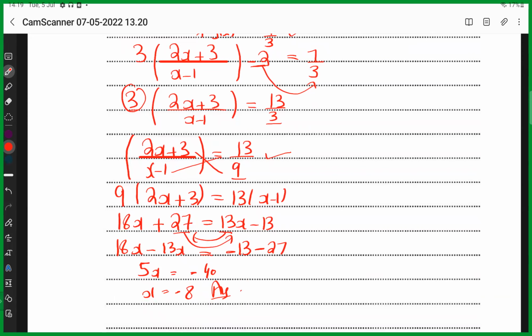Yes. Any confusions with this, students? Please tell me. Any difficulties with this question? No. No, ma'am.